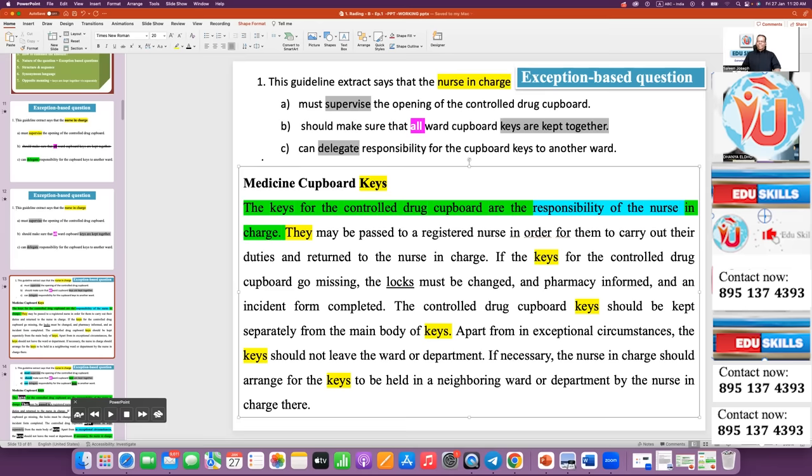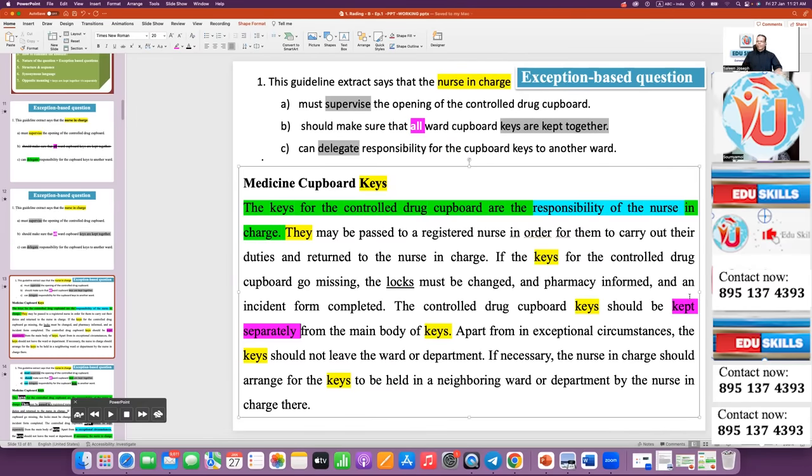Okay. Now your business is to find out the responsibility of the nurse. Question is, the guidelines say the nurse in charge must supervise the opening of the controlled drug cupboard. Does it speak anything about opening of the controlled drug cupboard? Should make sure that all ward cupboard keys are kept together. No, but the opposite is there. Separately from the main body of keys. But here it says all ward cupboard keys are kept together. Okay, so there's an opposite.